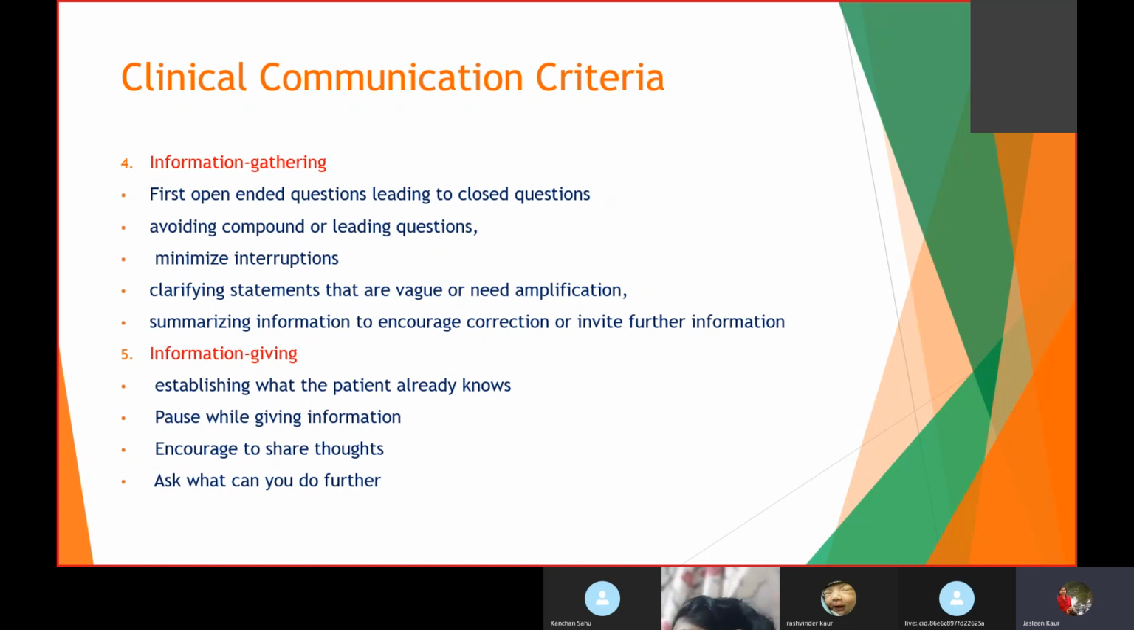Now always confirm: is that correct information? He'll say yes. Then ask, do you want to add some more information to this? That means you are encouraging the patient to talk more.